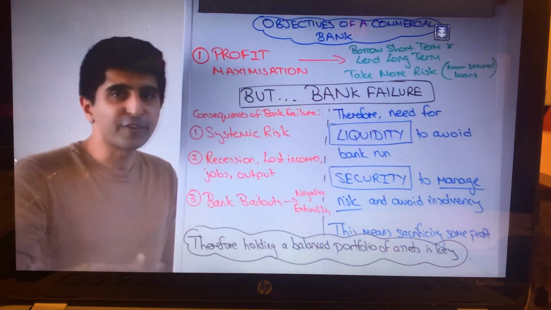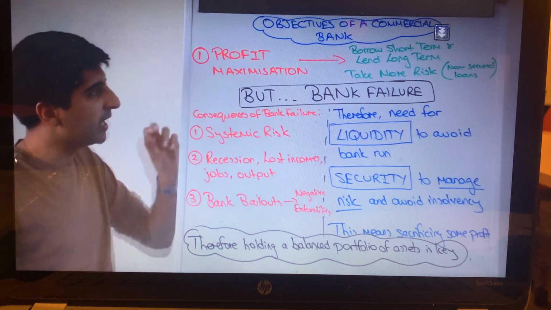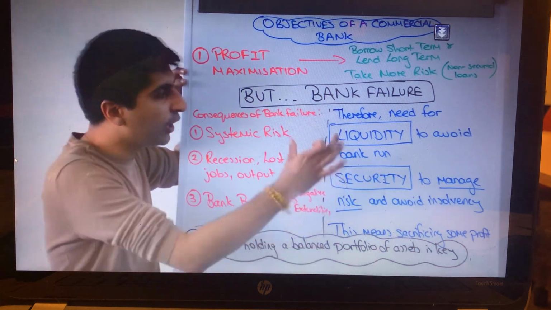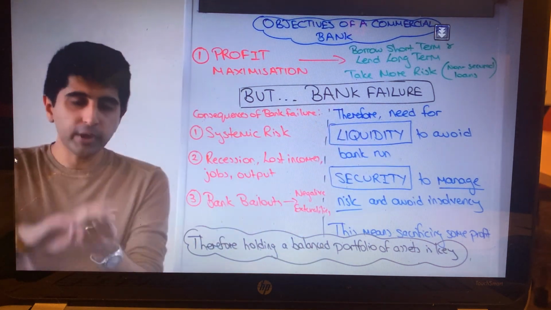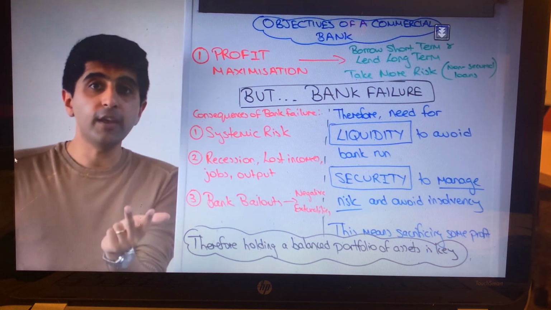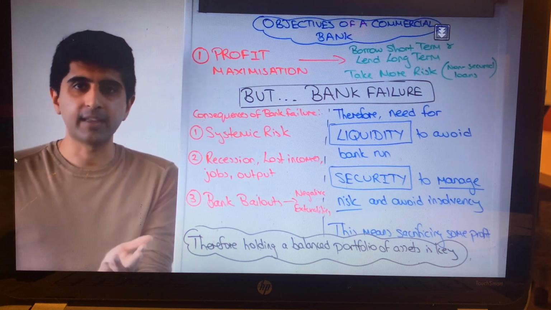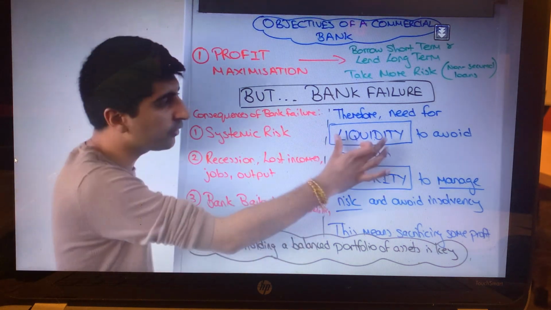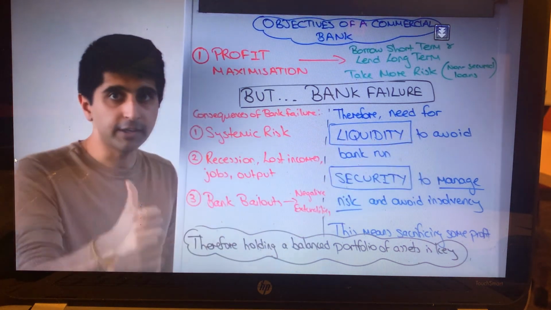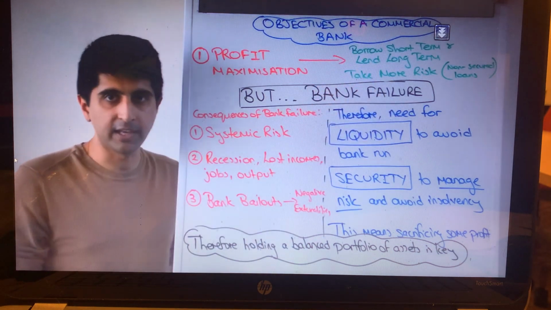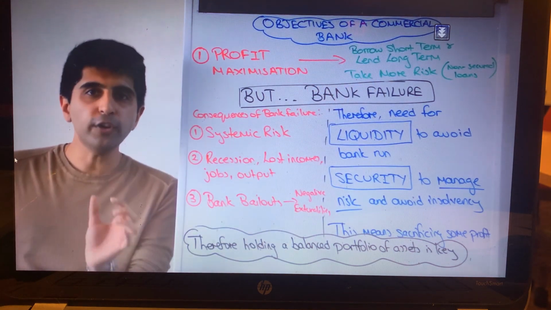So that means for a commercial bank, they've got to balance their objective of profit maximization with liquidity. Holding more cash, for example, holding more reserves at the Bank of England, lending more in the interbank market, for example. Now those three things will ensure there is liquidity to avoid a bank run, great, to prevent the risk of bank failure, fine, but they are not as profitable.